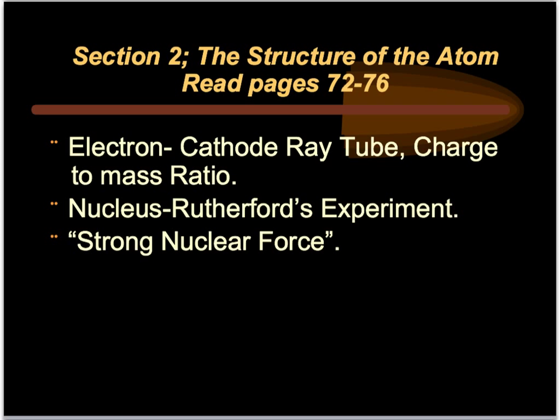Also, something else to read through in your textbook are pages 72 to 76. There you're going to be seeing some more information about how we discovered the electron, how we discovered the nucleus, how we discovered the strong nuclear force. And again, we'll be having a short discussion about these in class, but if you want more detailed information or you missed that class, check those pages.